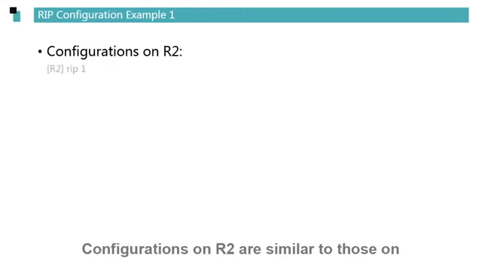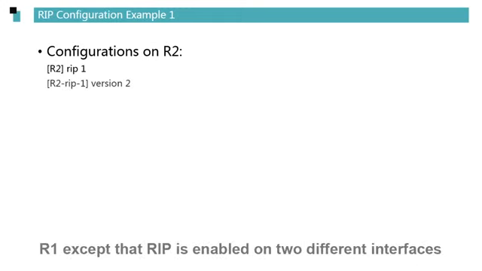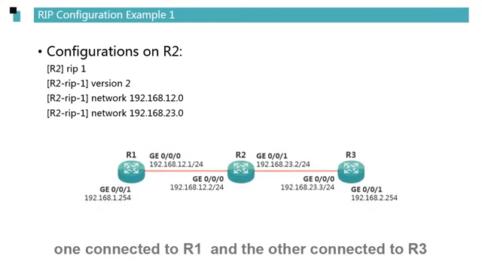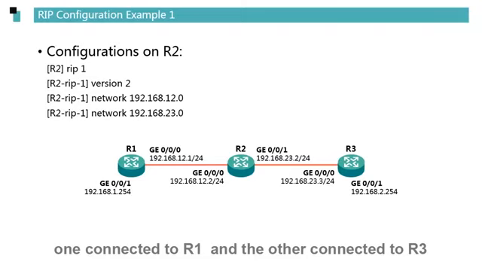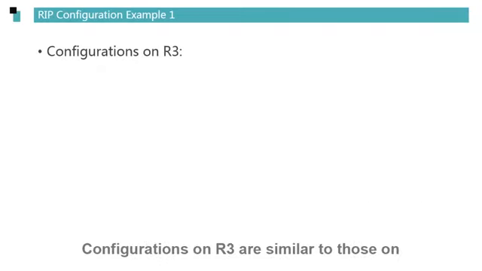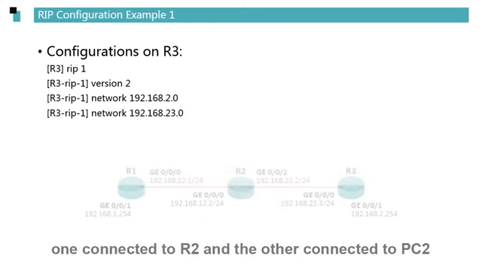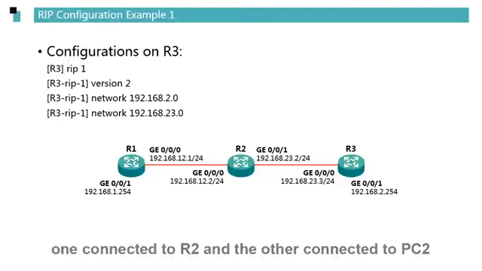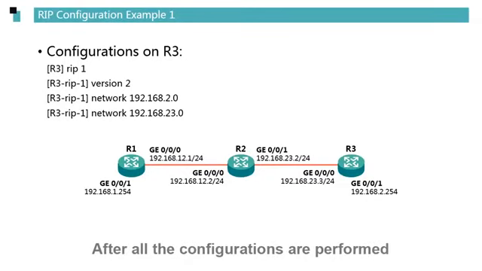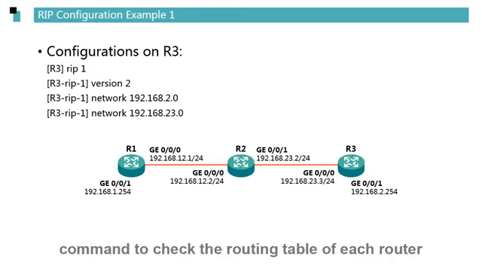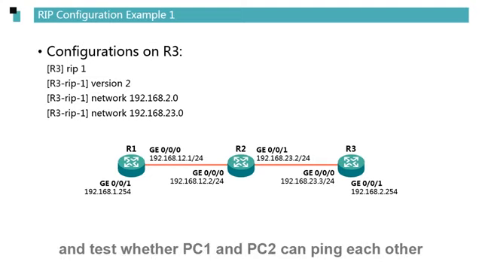Configurations on R2 are similar to those on R1, except that RIP is enabled on two different interfaces, one connected to R1 and the other connected to R3. Configurations on R3 are similar to those on R1, except that RIP is enabled on two different interfaces, one connected to R2 and the other connected to PC2. After all the configurations are performed, we can run the display ip routing-table command to check the routing table of each router and test whether PC1 and PC2 can ping each other.